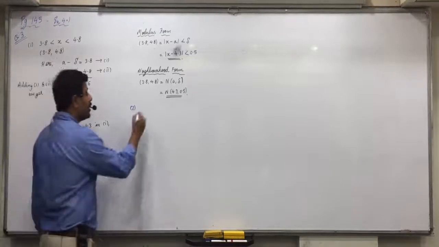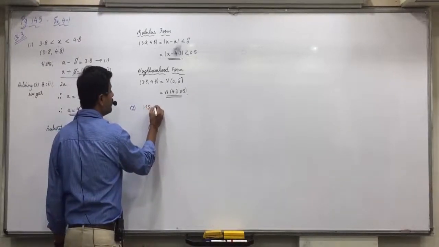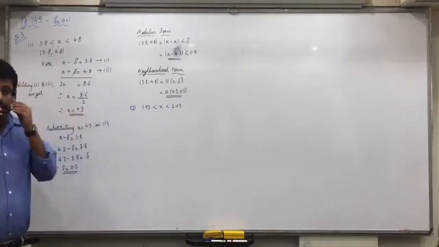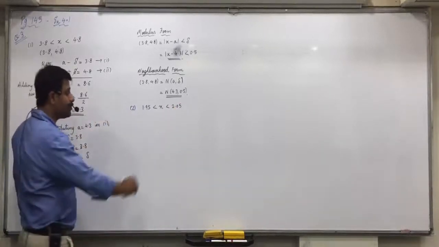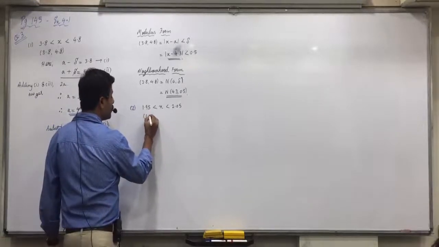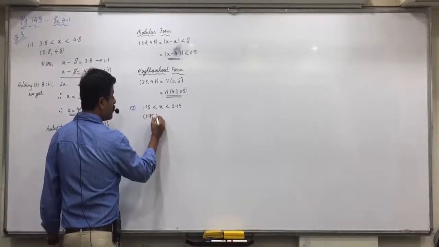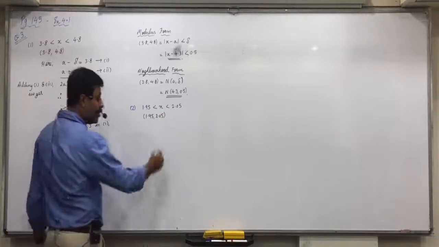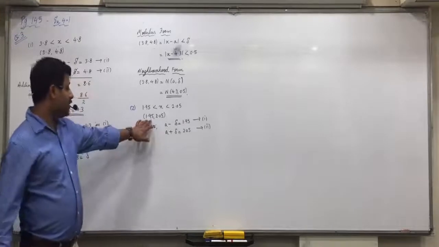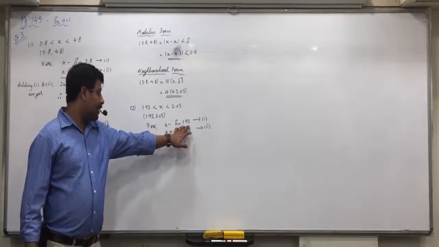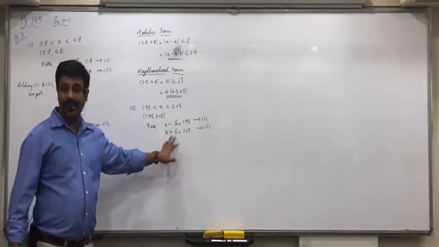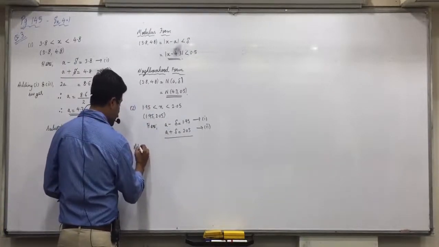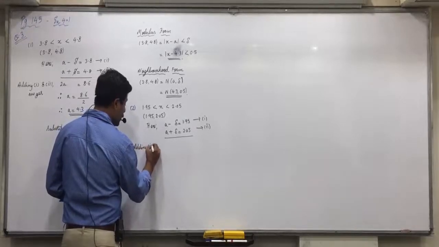The second sub question: 1.95 less than x less than 2.05. Roshul? First of all, the interval form is the open interval (1.95, 2.05). Here the first term 1.95 is a minus delta, and the second term 2.05 is a plus delta. Yes. Now we have to add, adding 1 and 2.